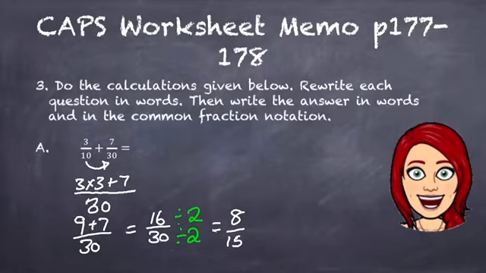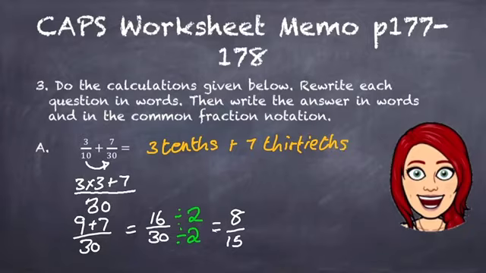So let's write it in words. Firstly, we have 3/10 plus 7/10. And here we have 8/15. Remember, we want them to be small.